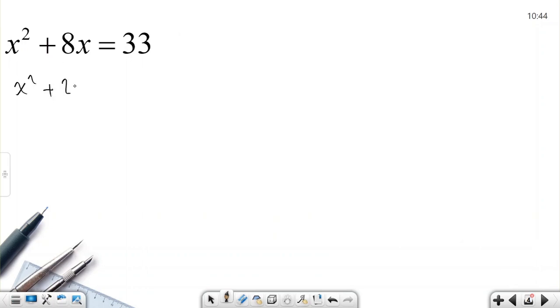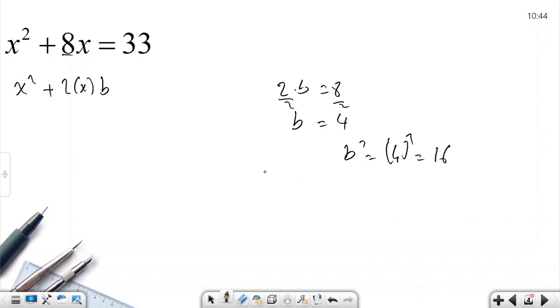x squared plus 2 times x times b. So 2 times b, as you see here, 2 times b equals 8. What is b? b equals 4. So you can simplify here by 2. So b equals 4. I need b squared. It's equal to 4 squared. That's equal to 16. Now I calculate the 16. I already have 2 times 4, 8, but I don't have 16 here.